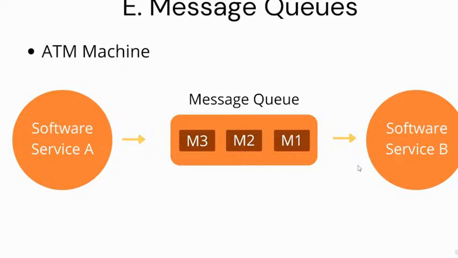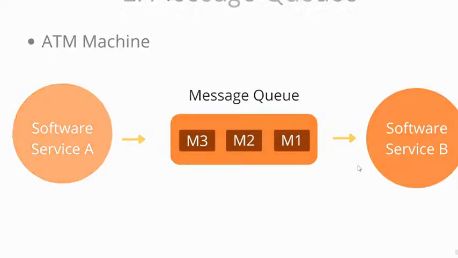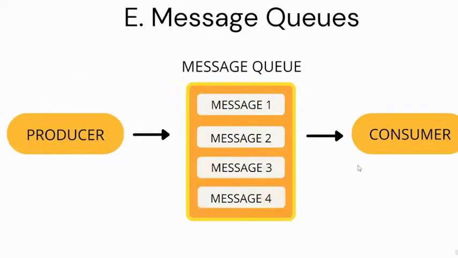Now let's take a look at the logical components of a queue. Each message queue has four components. First is the producer. Producer is a service that generates the message and adds it to the queue. Second, we have a consumer. Consumer is a service that extracts those messages and processes them. Third, we have the message queue. This holds the messages and acts as a buffer. Fourth, we have messages. That is the data that is being sent from one service to another.